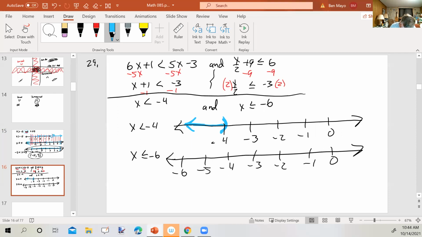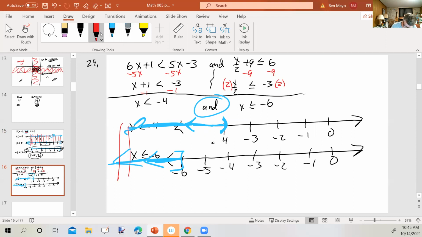That's going to look like that. Okay. Where do these two overlap? Because we're talking about the intersection. Well, this one continues on in this direction, as does this one, right? So right there. So graphically, let's see what that would look like.